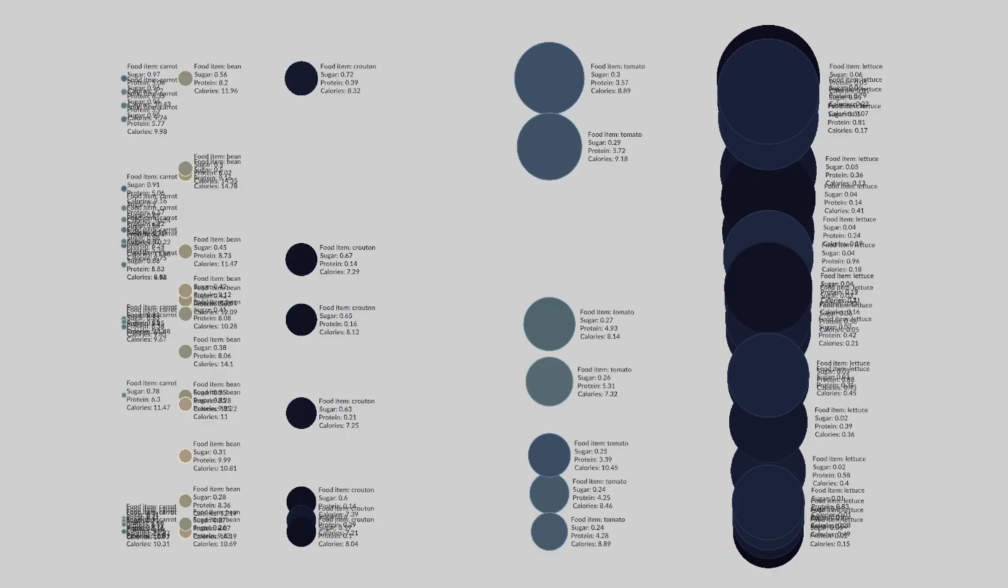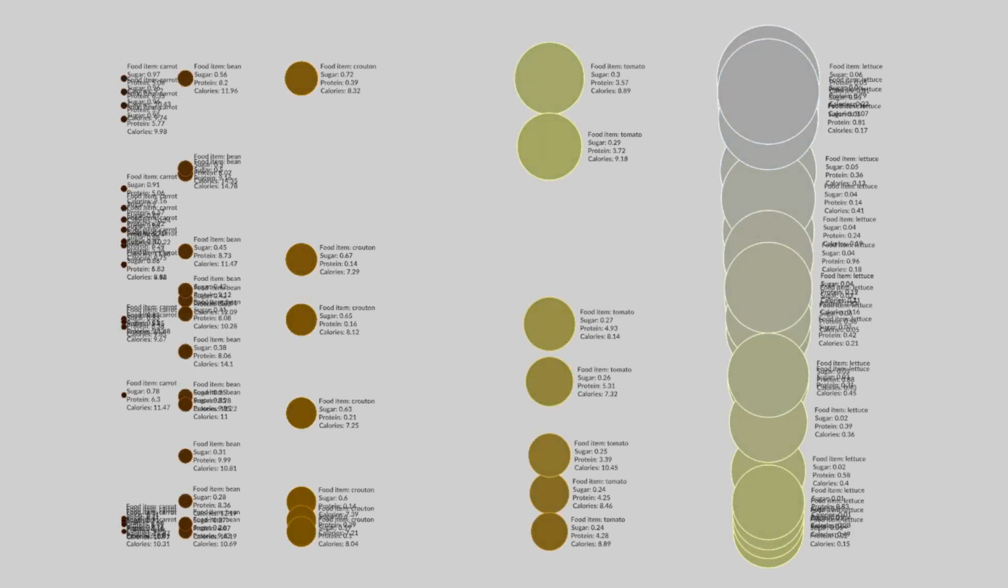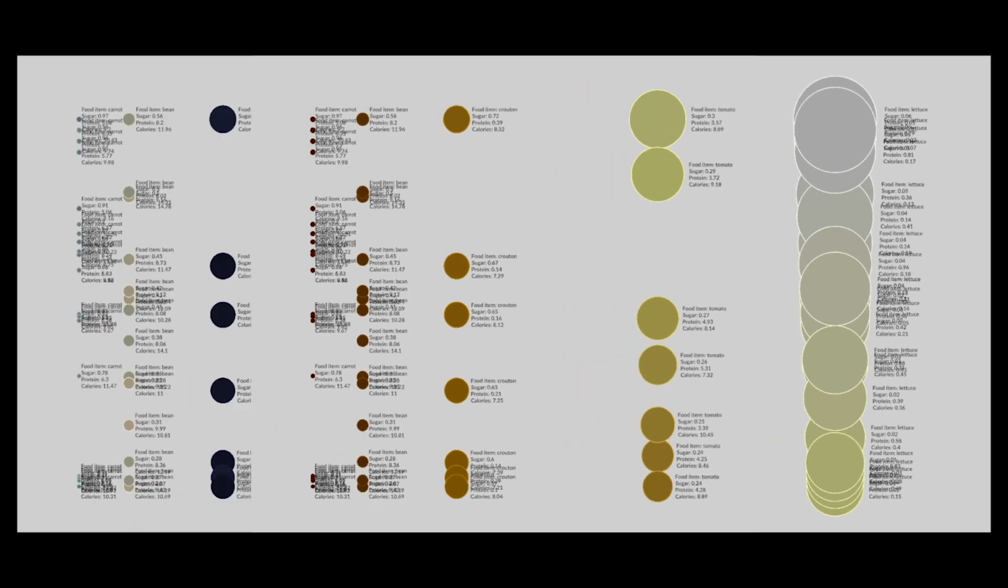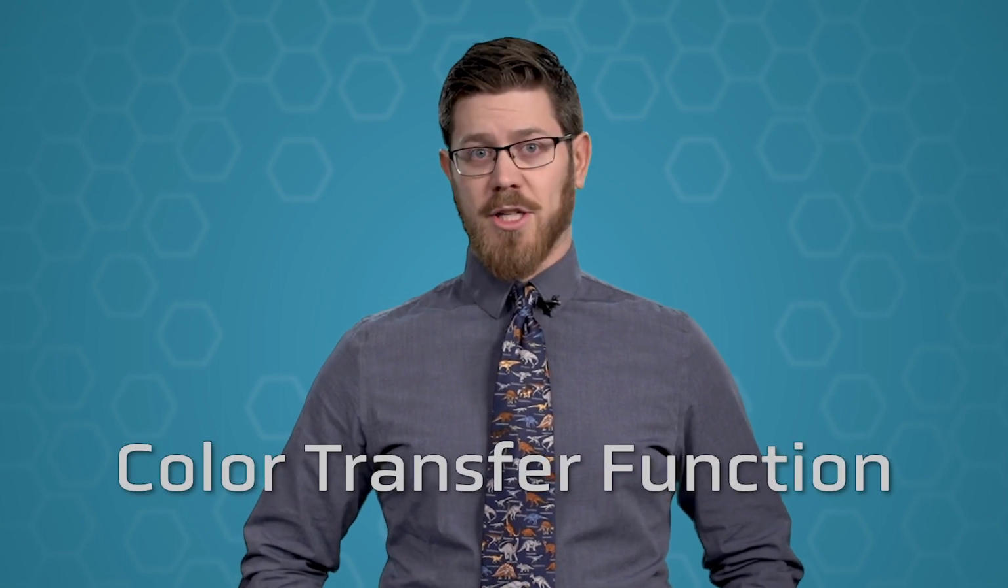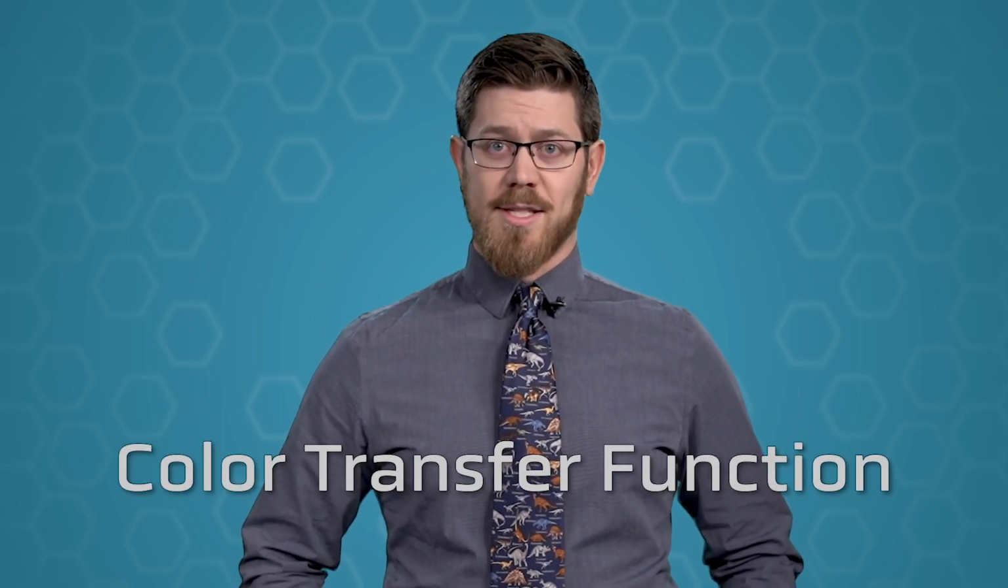For instance, this is a version of my salad data where I am mapping color to size of pieces of salad. And this is a version where I'm mapping color to protein content. These 2 different data-driven color treatments give you different insight into the data. Color mapping is done using a set of mathematical operations called a color transfer function, which consists of 2 parts, a data range and a color ramp.